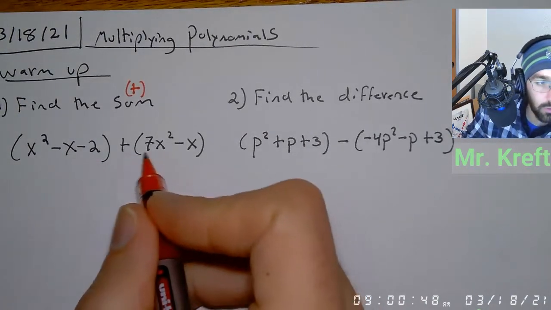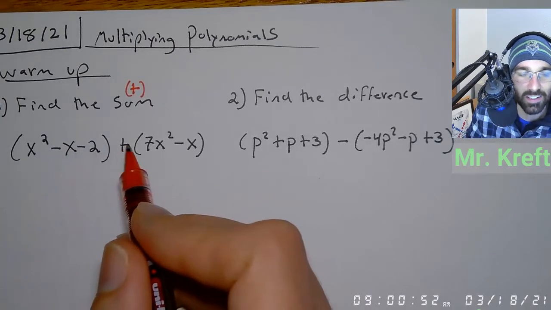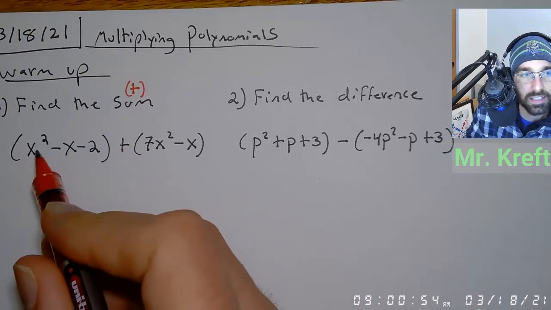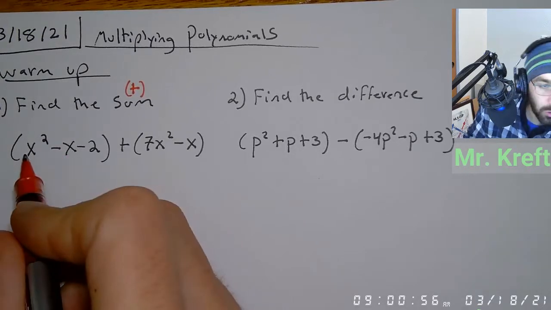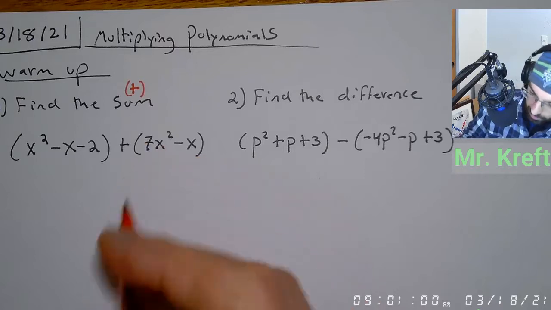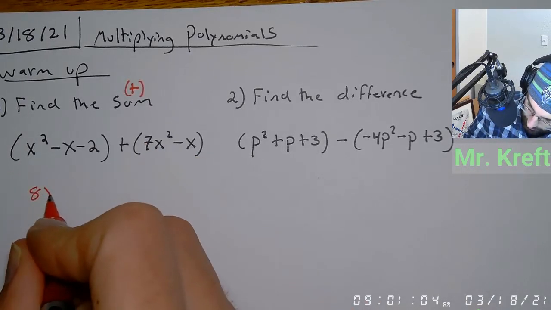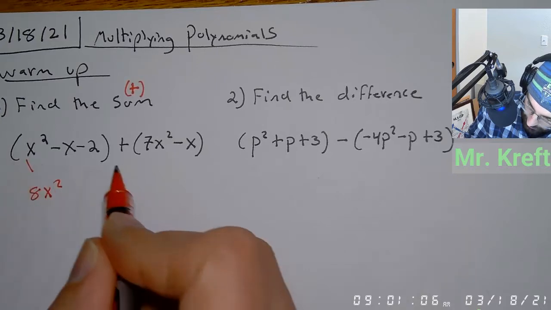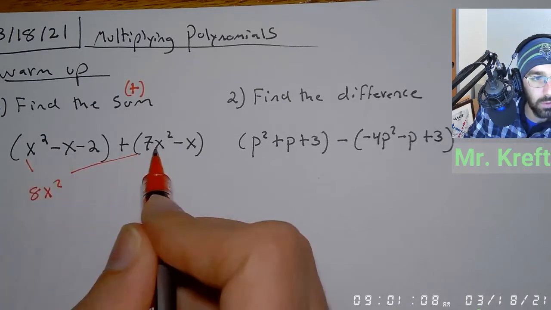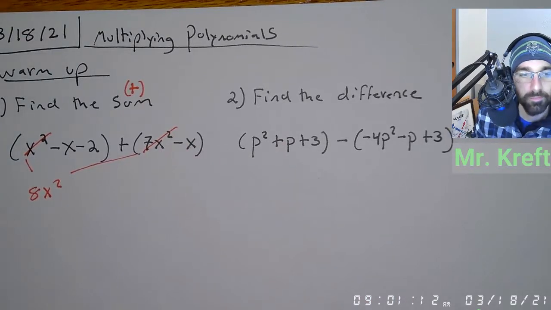Okay, so we're going to be adding these two. When we're adding, again, remember we want to combine like terms. So I'm going to take a look at the x squared terms first. It looks like I have 1 here, and then I'm adding 7x squared here. So 1 plus 7 is 8x squared, right? So we're taking that and that. I'm going to cross those out and say, hey, I'm done with those.